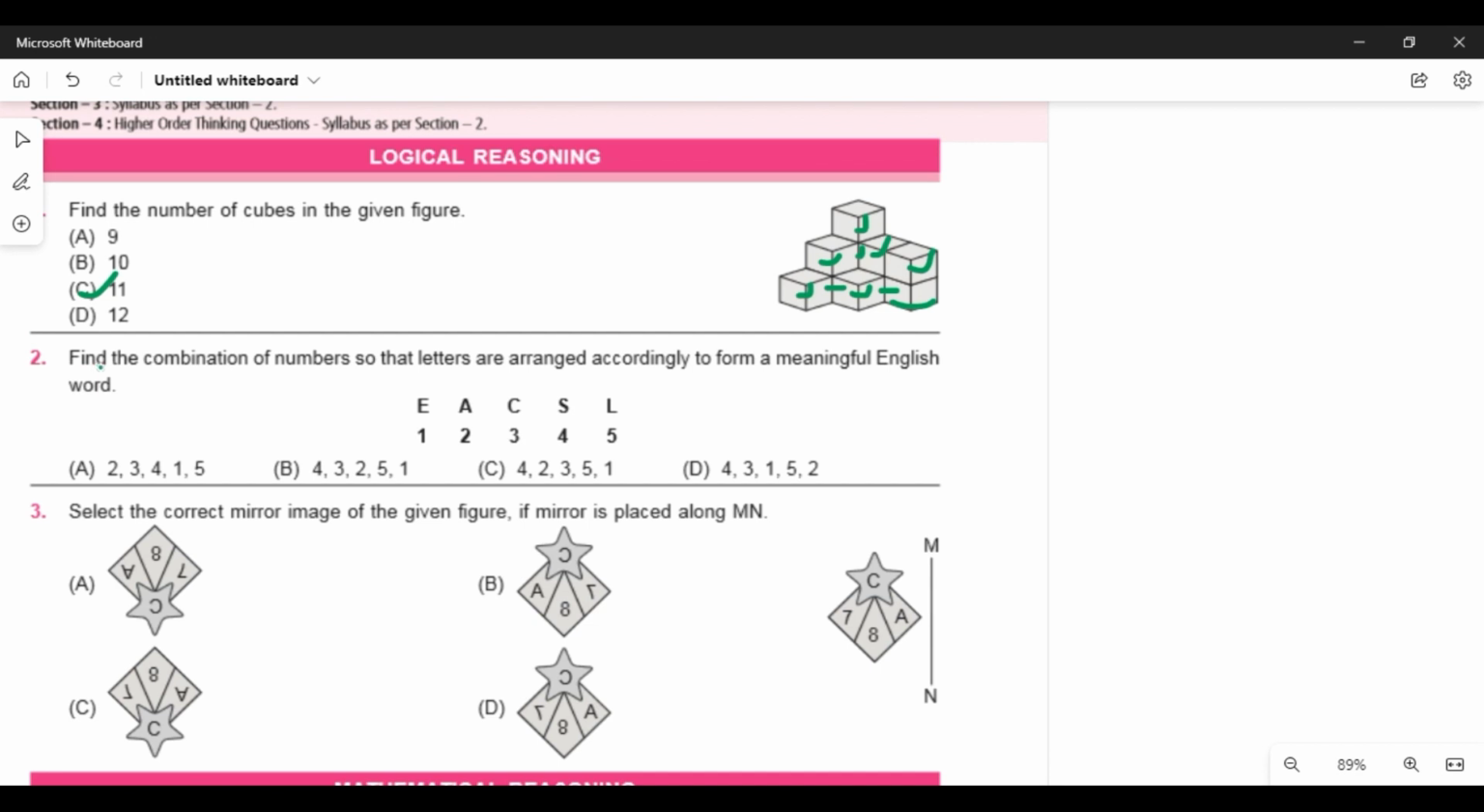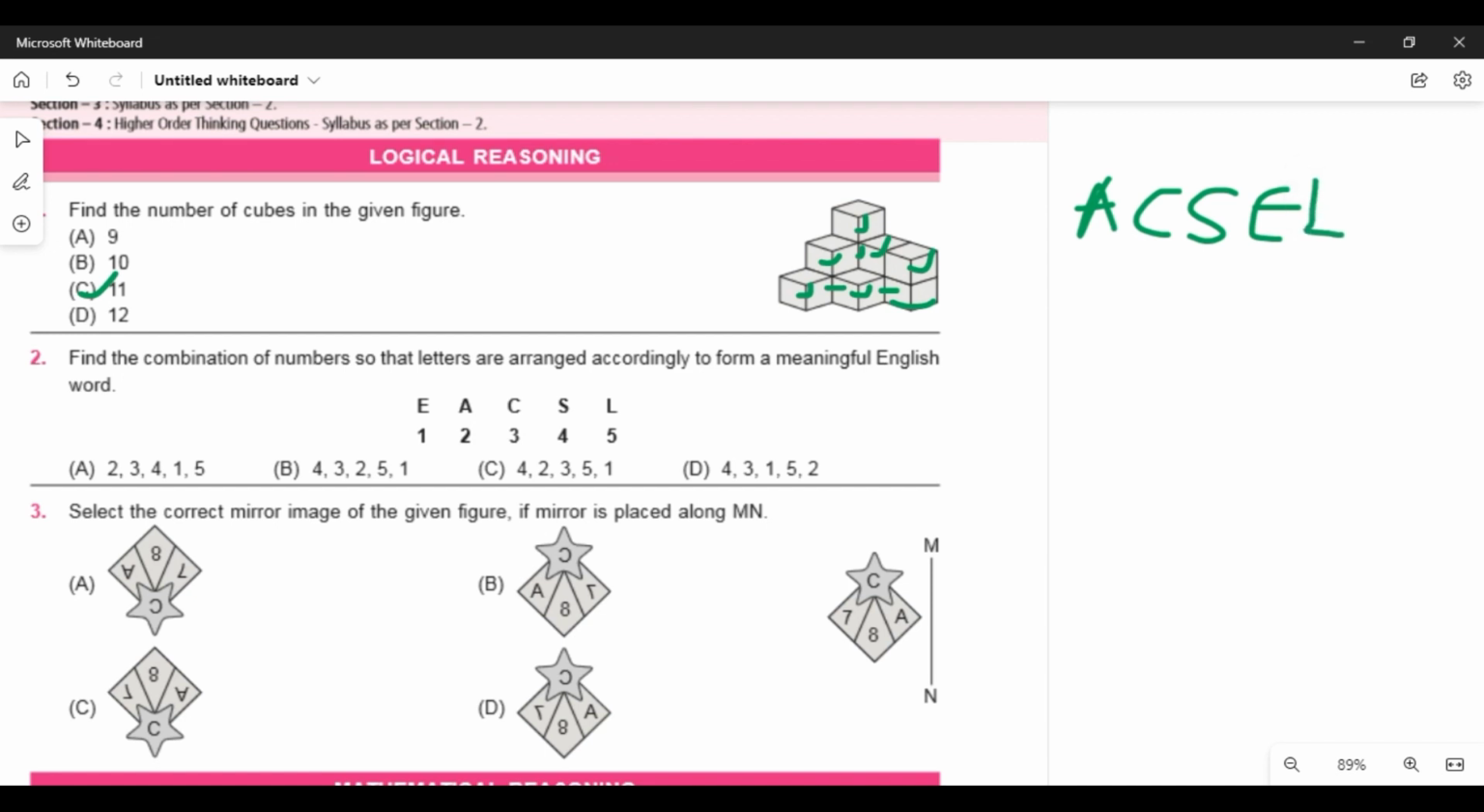Question 2 says we should find the combination of numbers so that letters are arranged accordingly to form a meaningful English word. Now, what do they mean? When we combine these letters, they want you to use them to form a meaningful word. Now, let's look at the first option. The first option, we have 2. 2 will give us A. 3 will give us C. 4 will give us S. 1 will give us E. And 5 will give us L.